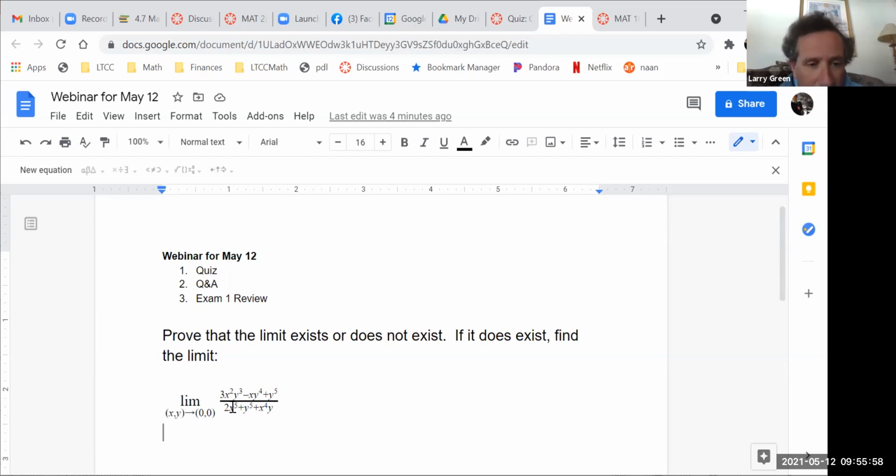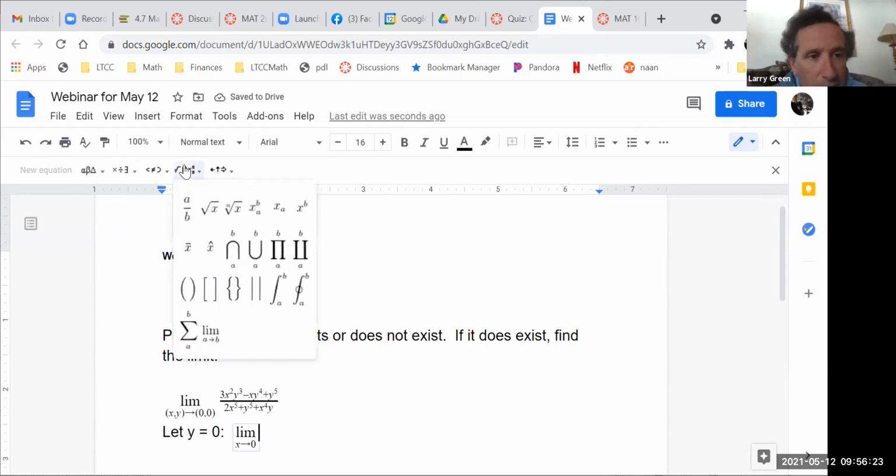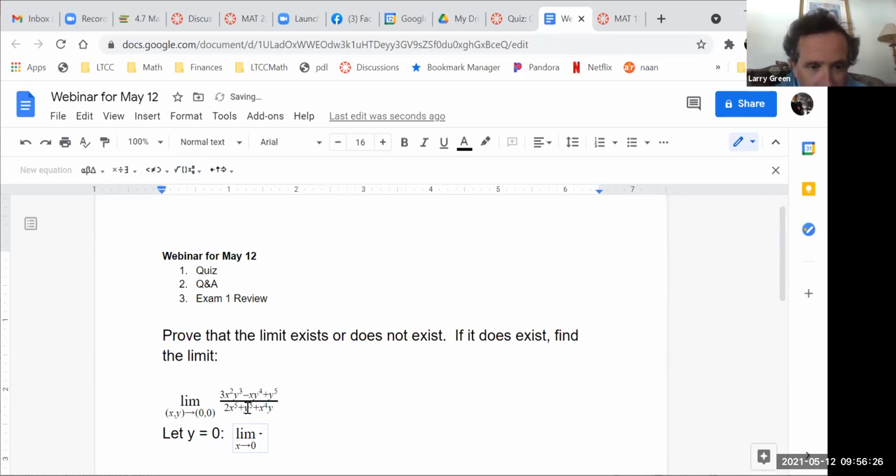I'm going to let y equal 0, because the numerator becomes beautiful first. So let y equal 0. And when you let y equal 0, we can look at the limit as x approaches 0. Now we're plugging in y equals 0. If y equals 0, there's nothing on the top except 0, and the bottom is 2x to the 5th. What's 0 over 2x to the 5th?